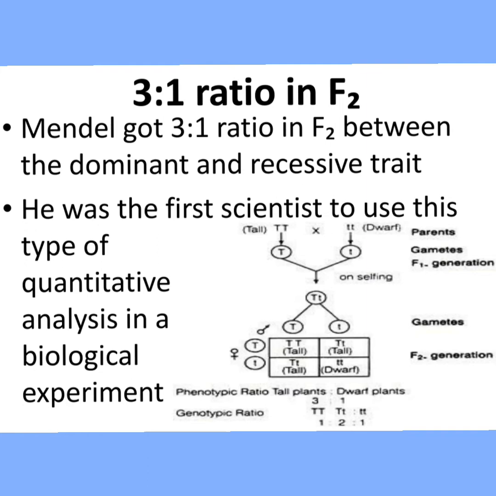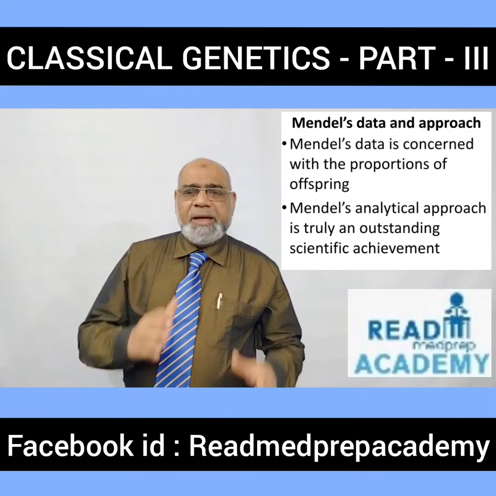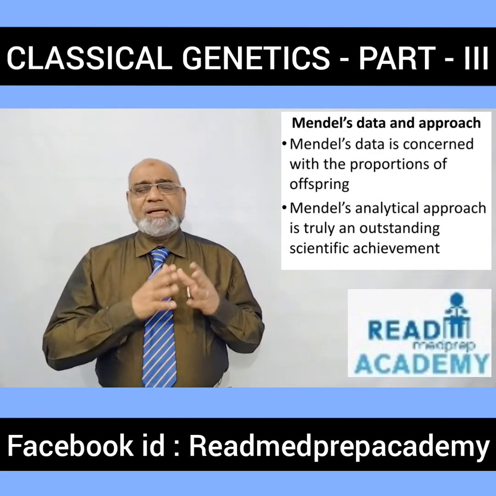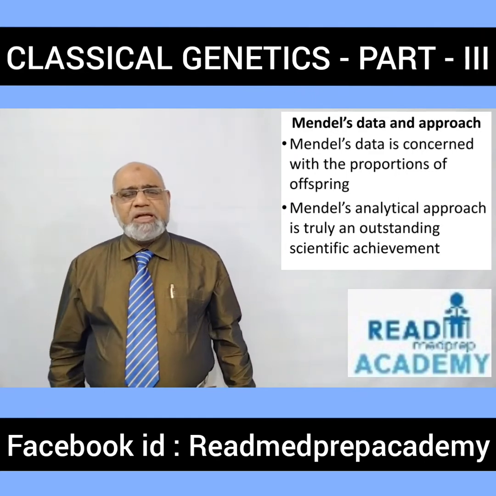He was the first scientist to use this type of quantitative analysis in a biological experiment. In this checkerboard, you can see in the F2 generation, the ratio formed is 3:1. That means 1 is homozygous, 2 are heterozygous dominant, and 1 is homozygous dwarf. So 1:2:1 is the genotypic ratio, and the phenotypic ratio is 3:1. Mendel's data is concerned with the proportions of offspring. Mendel's analytical approach is truly an outstanding scientific achievement.